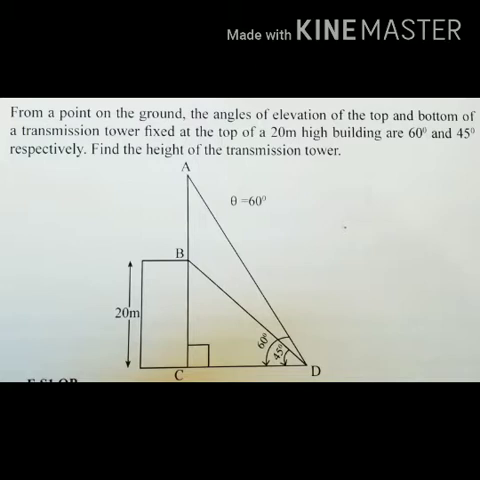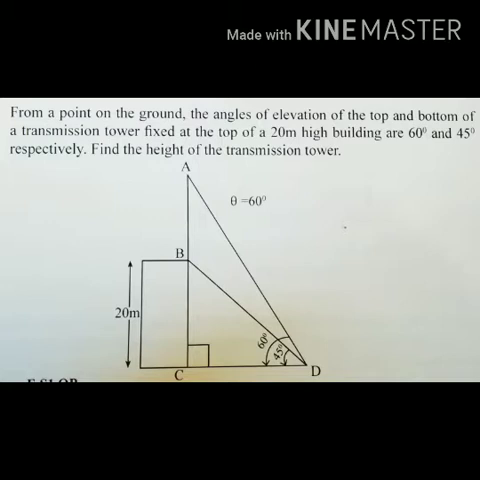From a point on the ground, the angles of elevation of the top and bottom of a transmission tower fixed at the top of a 20-meter high building are 60 degrees and 45 degrees respectively. Find the height of the transmission tower.